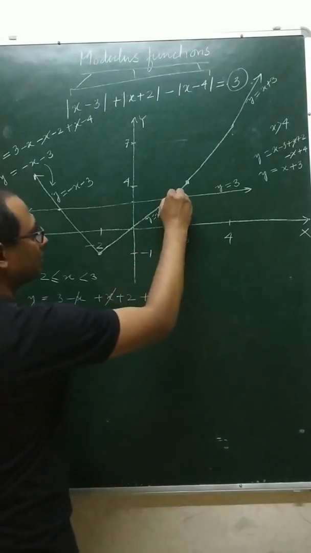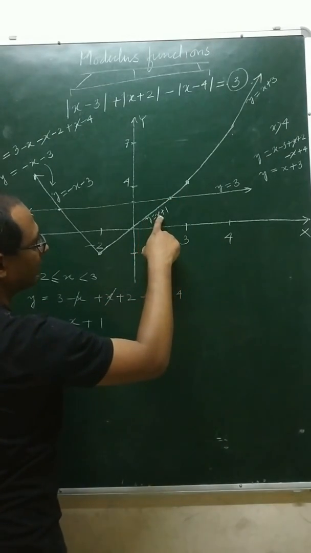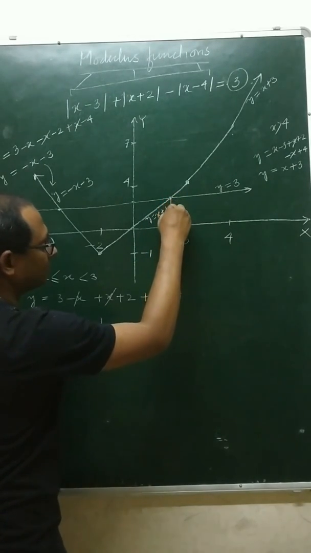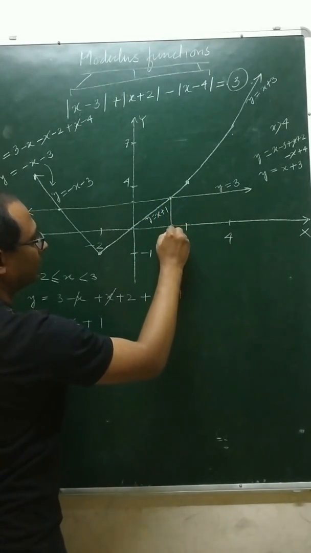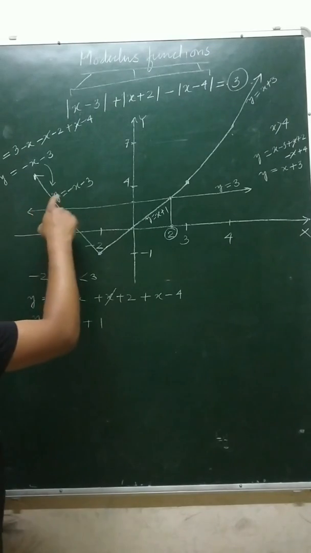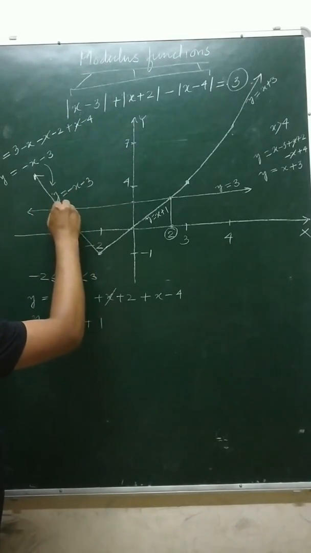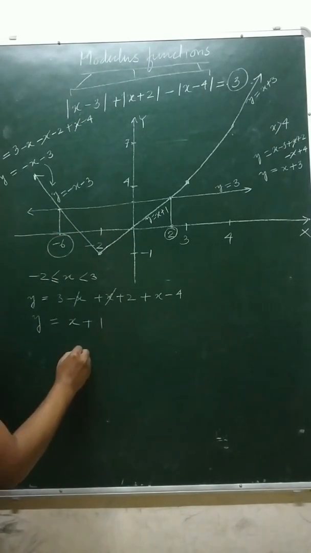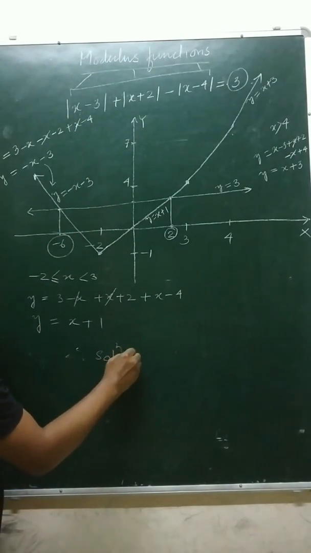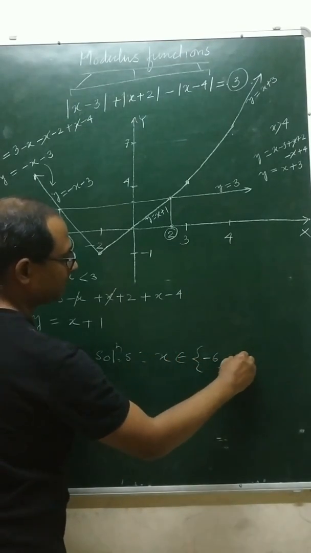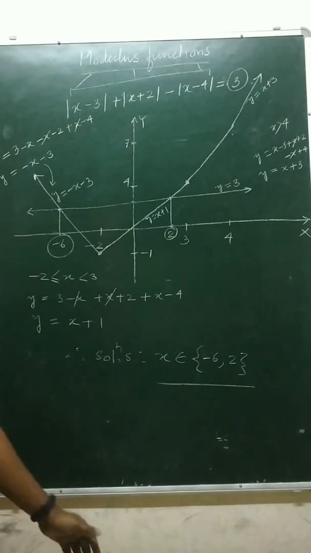Now this one is y equal to 3. So put y equal to 3 here, so x equal to 2. This is one solution. And put y equal to 3 again here to get x equal to minus 6. This is the second solution. There are two solutions, minus 6 and 2. So this is how we are going to solve.